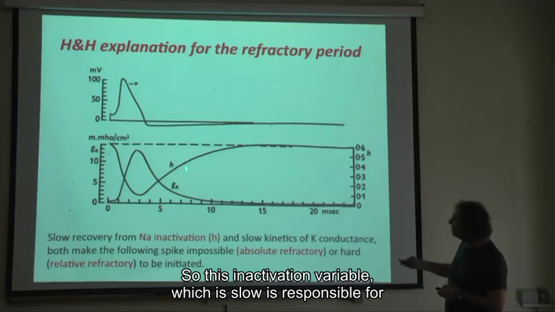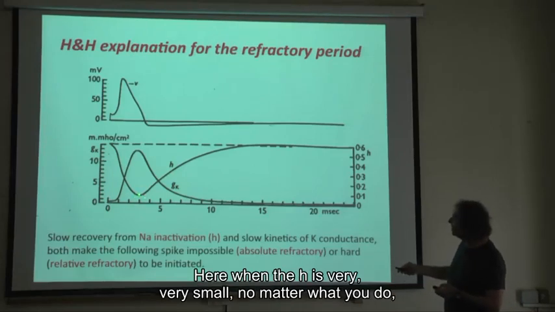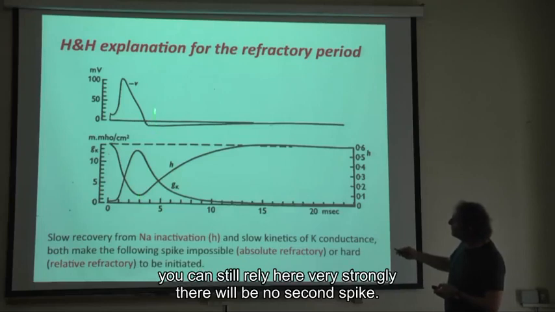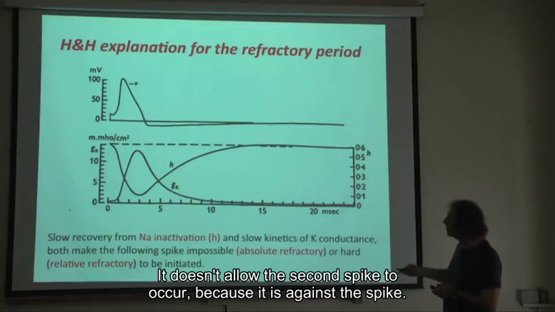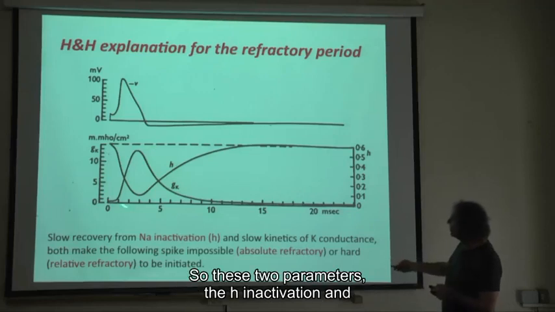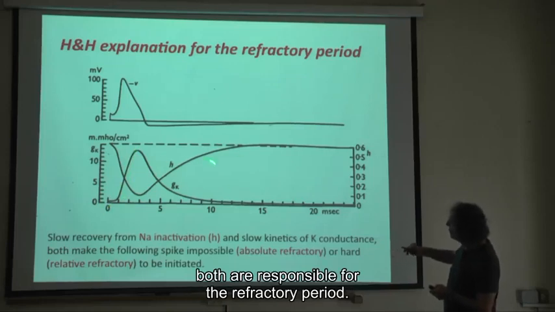So this inactivation variable, which is slow, is responsible for what we call the absolute refractory period. Here, when the H is very, very small, no matter what you do, you can stimulate here very strongly, there will be no second spike. Also the potassium conductance impedes the spike. It doesn't allow the second spike to occur because it is against the spike. It carries the spike downward. So these two parameters, the H inactivation and the potassium activation, both are responsible for the refractory period.